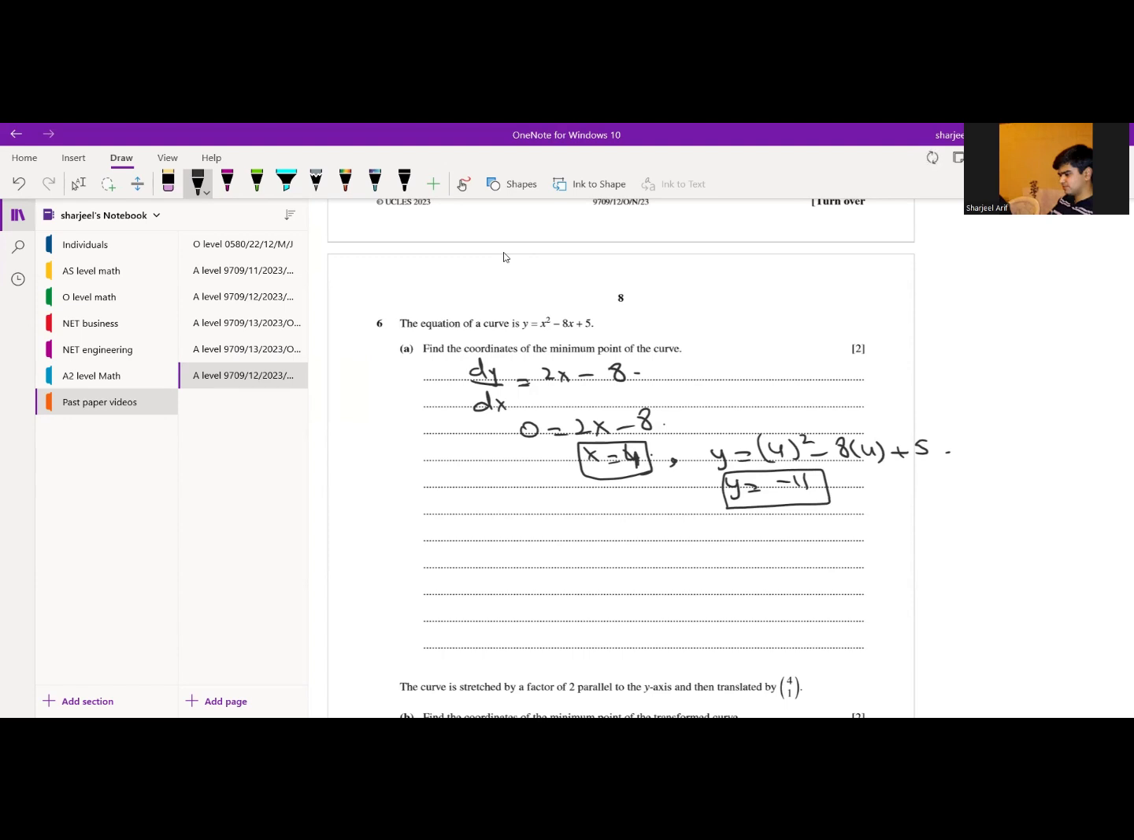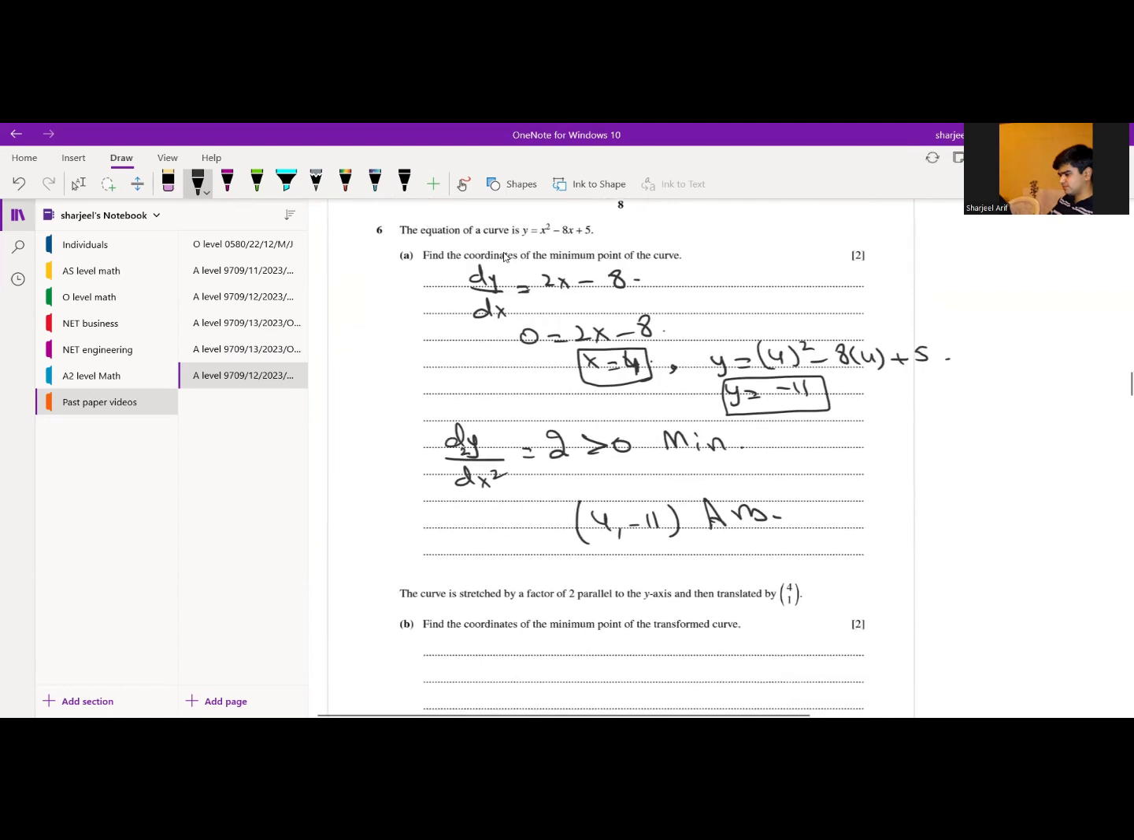So for that we have to take the second derivative. So d2y over dx square will be equal to 2, which is greater than 0. This means it is a minimum point. So the coordinates are 4 and minus 11. That would be our answer.